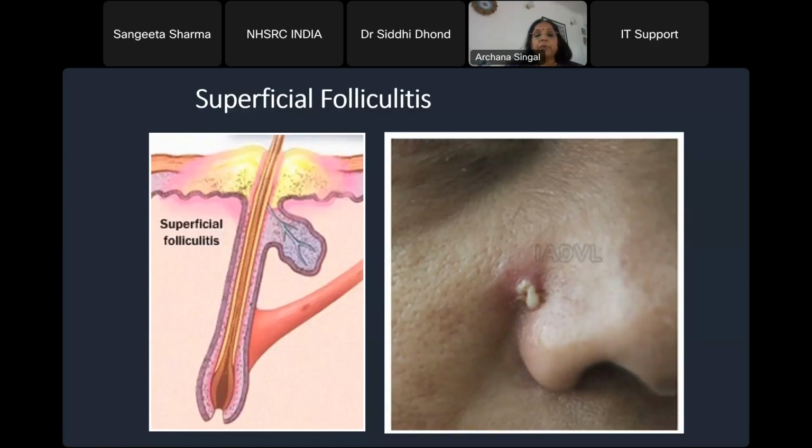So this is superficial folliculitis. This is the epidermis and this is the dermis. As you can see, the inflammation is confined to the epidermis at the entry point of the hair follicle. This is the hair follicle. So this is the picture. There is a small superficial lake of pus, which is perifollicular, and you can see that there is no marked erythema or induration. The induration, or the pain and tenderness, happens when there is involvement of the dermis.